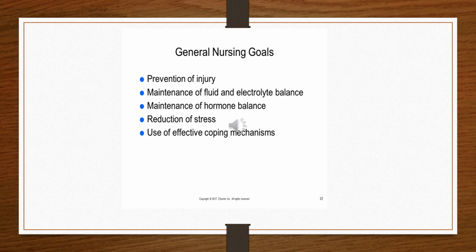So as the nurse, we're going to be conducting an assessment on our patient to check their endocrine status. We're going to do a health history and a physical examination. Depending on what's going on with our patient, we want to, of course, prevent any injuries from occurring, keep their stress level down, and make sure their fluid and electrolyte balances are intact. Hormone balances, of course, that's what we're talking about with the endocrine system, making sure their hormone balances are intact as well.